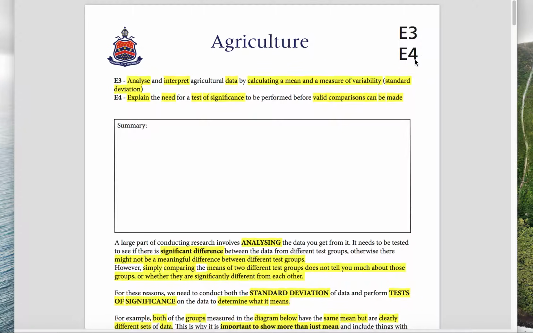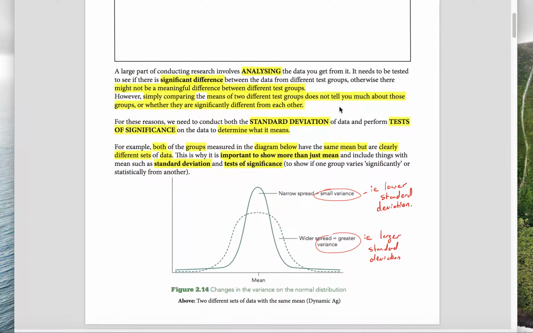All right, welcome to E3 and E4 dot point. The first one, we need to analyze and interpret data by calculating a mean, which I'm assuming you can do, and also calculating standard deviation. The second point is we need to work out what a test of significance is so that we can make comparisons between different sets of data.